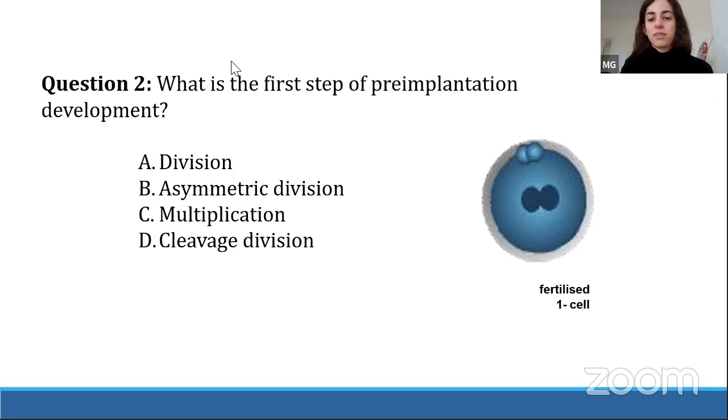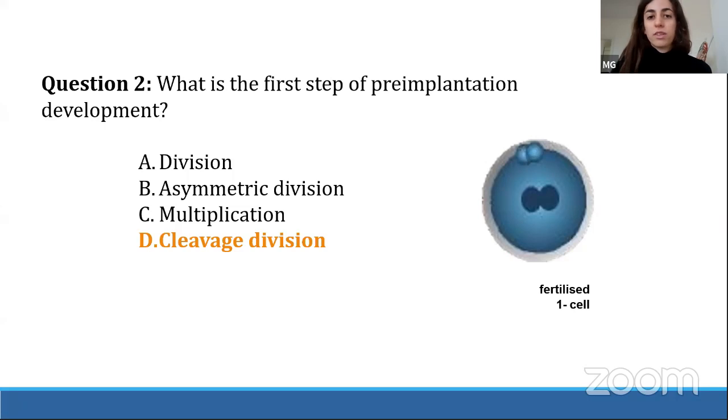Right, so I'm going to share results. Yeah, that's correct. It's cleavage division. Division is not clear enough. That's why it's wrong. Asymmetric division is wrong because we know it's symmetrical. It's exactly half and half. And multiplication is also wrong. So good job. Most of you got this one. If not, don't worry.